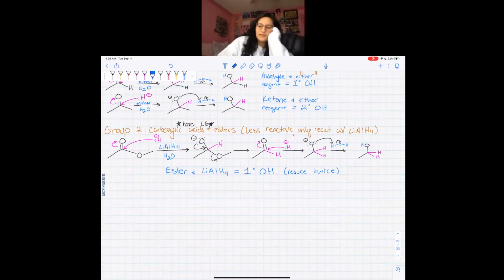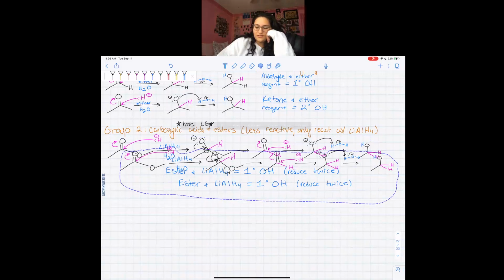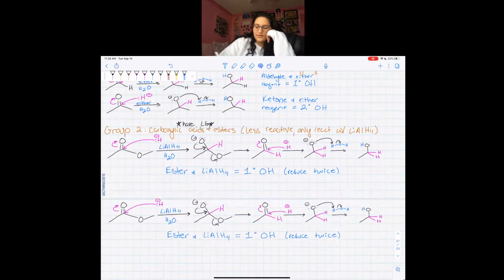And I'm not going to redraw the whole thing again for carboxylic acid because we get the exact same answer. So I'm actually just going to copy and paste it so you guys can take a picture if you would like to. Literally the only thing that changes is this. And we get the same exact answer.